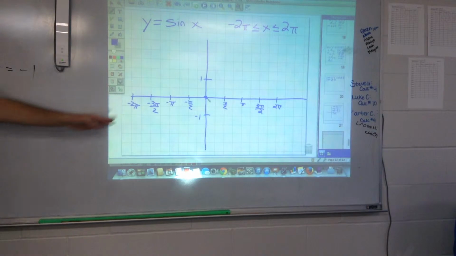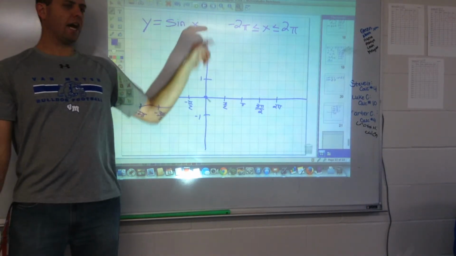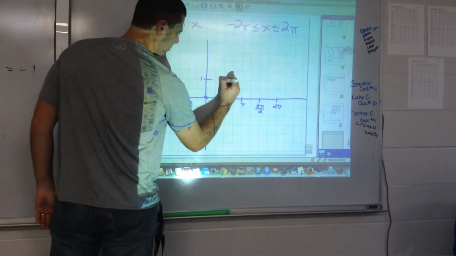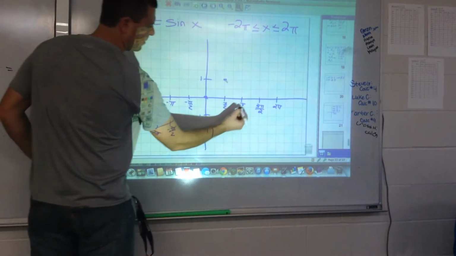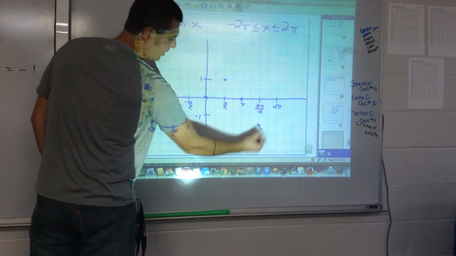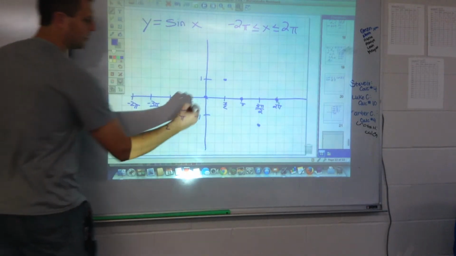Let's move to the right. Let's plug in pi over 2. If I plug in pi over 2 for x, what's the sine of pi over 2? 1. So if I plug in a pi over 2 for x, out comes a 1. Okay? How about the sine of pi? 0. Sine of 3 pi over 2? Negative 1. Sine of 2 pi? 0. Just like we did yesterday, right?